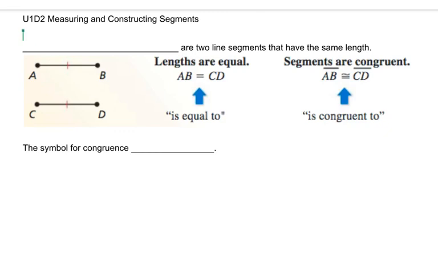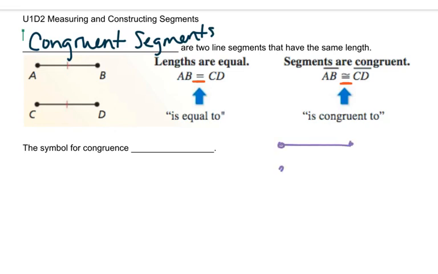So let's first talk about measuring two-line segments. Congruent segments are two-line segments that have the same length. So congruent and equal are very, very similar. The only difference is they're in different places. So they are the same length. From here to here is the same length as from here to here, but they're just in different places.